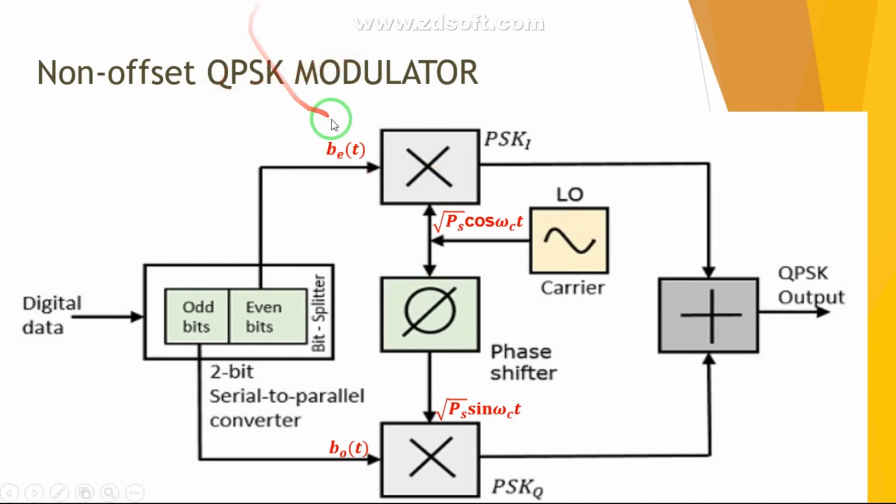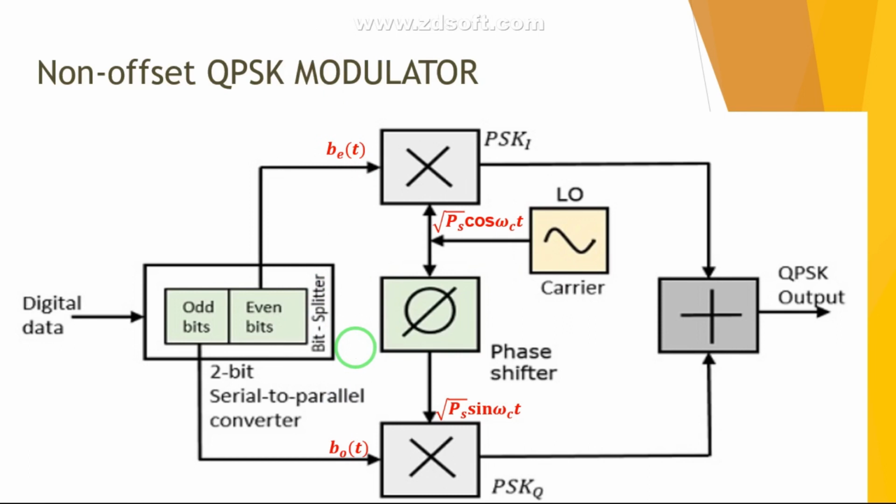Why? Because over here, since there is no delay block, b of ET and b of OT can change simultaneously, at a particular instant of time. They can change simultaneously. So both these signals could be zero simultaneously, and the signal amplitude may be reduced to zero temporarily. So due to this, what is going to happen?